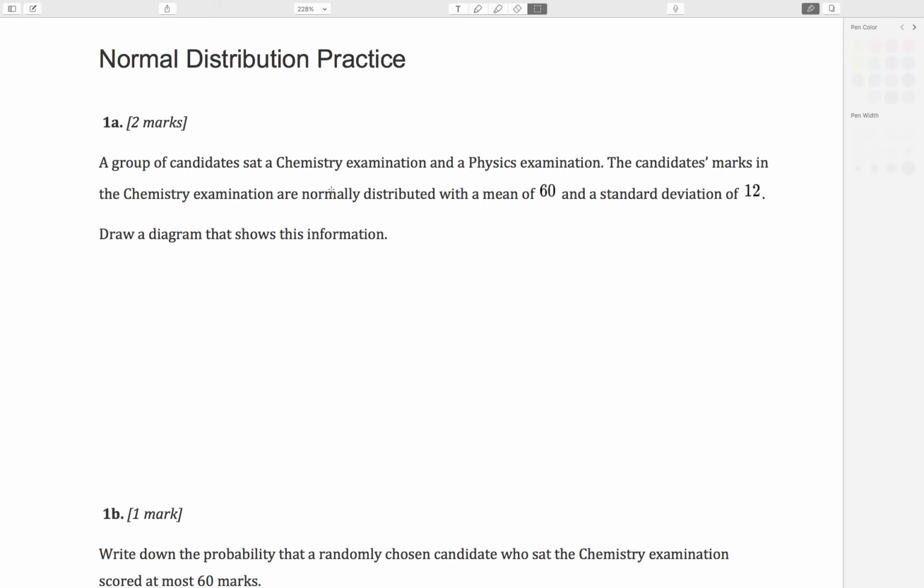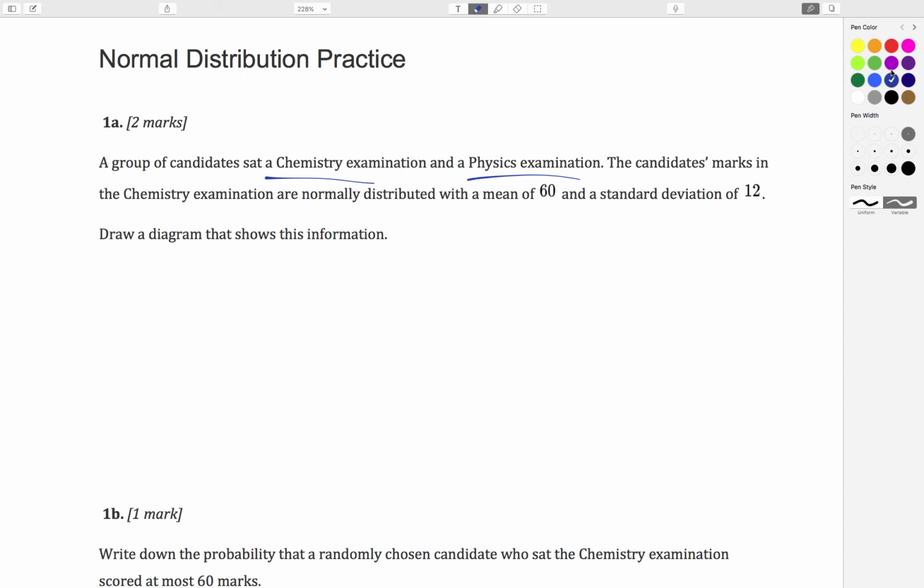My guided solutions for the normal distribution practice. I won't be reading through the full problems, I will only be getting the needed information. For the first part, we know that somebody sitting down for a chemistry examination and physics examination scored various marks.